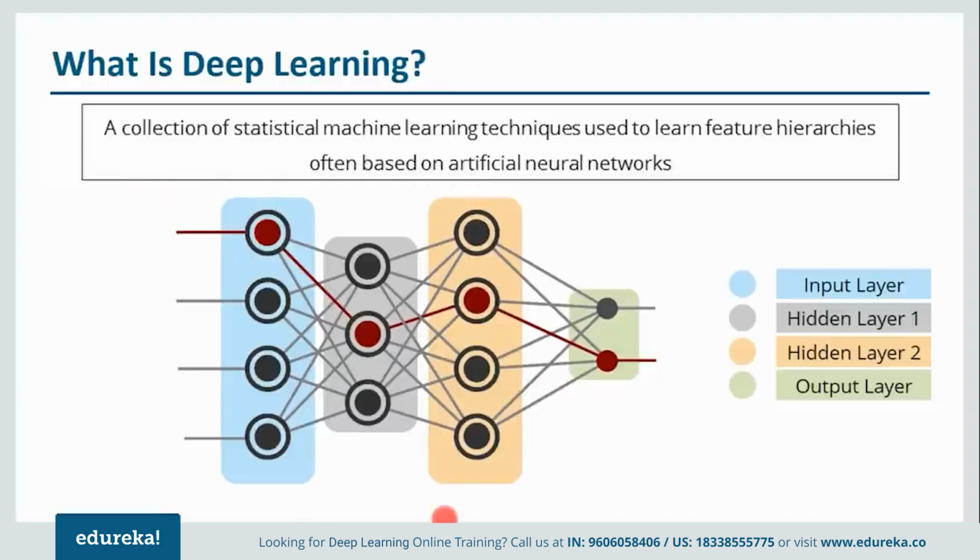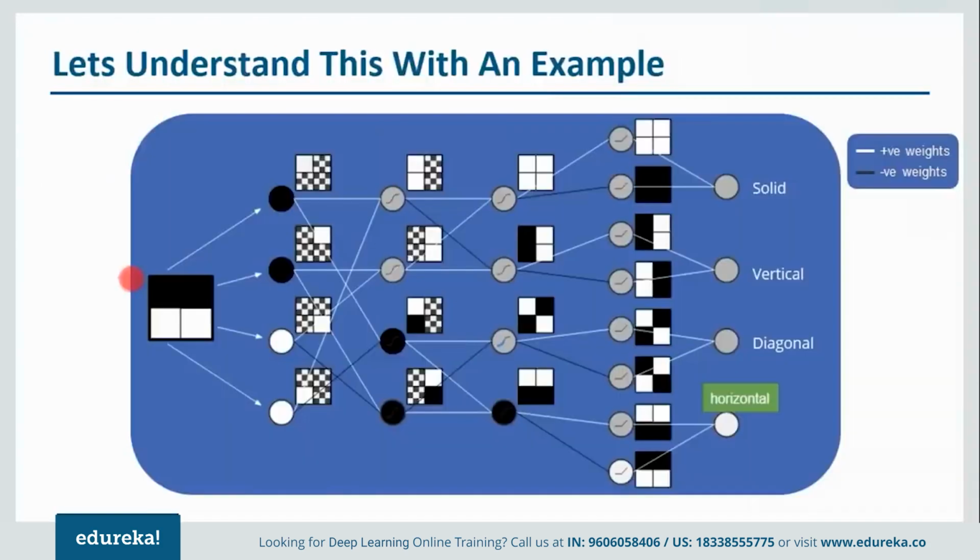Now, there can be multiple hidden layers. There can be hundreds of hidden layers as well. But when we talk about machine learning, that was not the case. We were not able to process multiple hidden layers in machine learning. So because of deep learning, we have multiple hidden layers at once. Now let us understand this with an example.